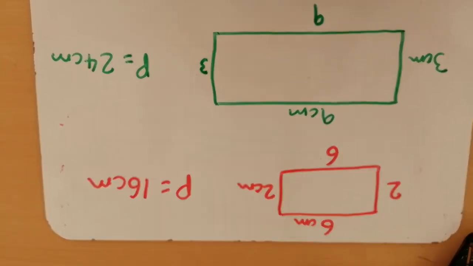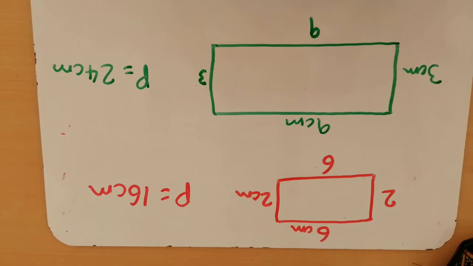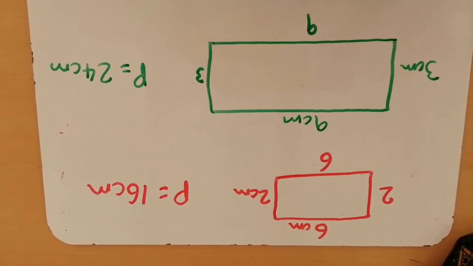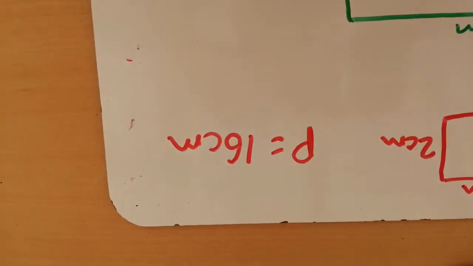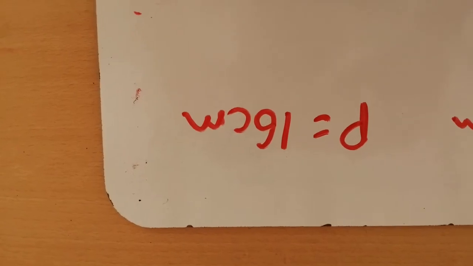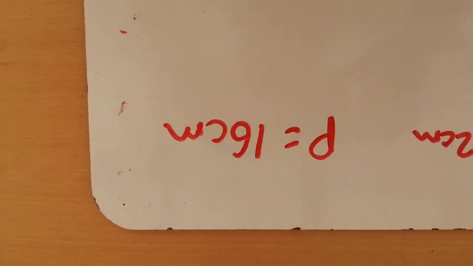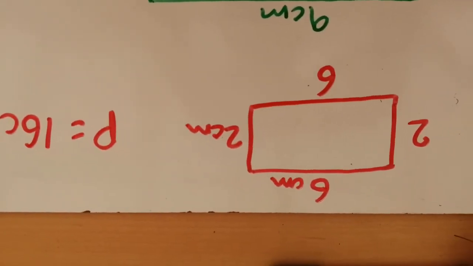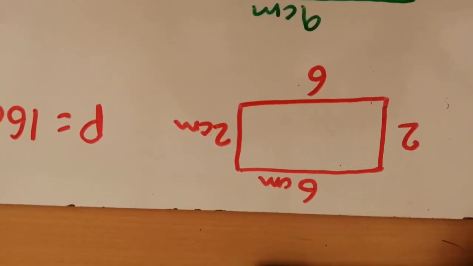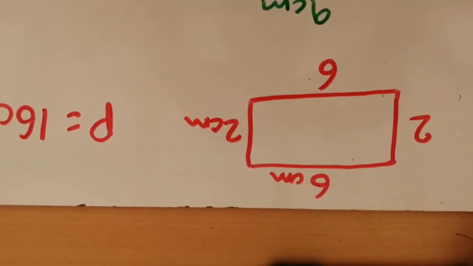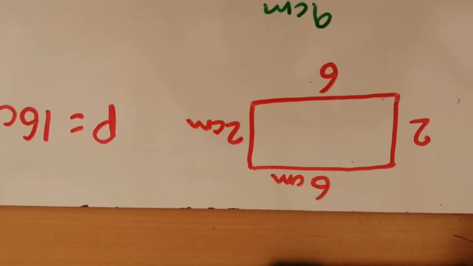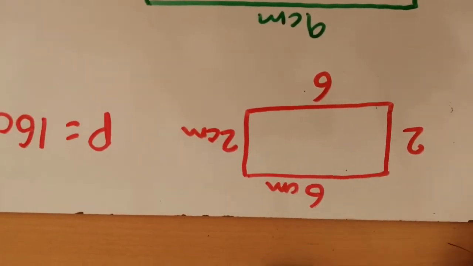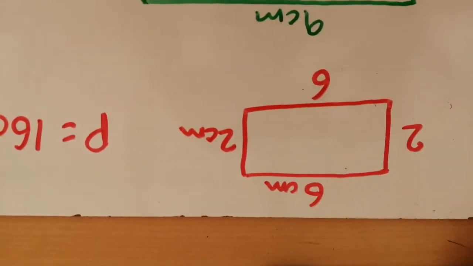Here are my drawings, not particularly exact. So with the first rectangle, I knew that the perimeter was 16 centimetres and the length was 6. So I knew I had to have 2 6 centimetre sides, which meant that my perimeter so far was 12. I had 4 centimetres left to split up over the 2 widths. That was 2 and 2.